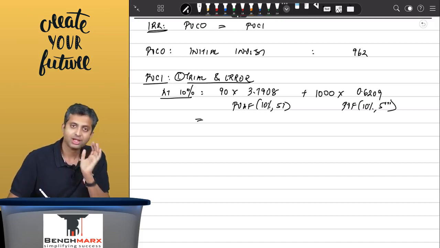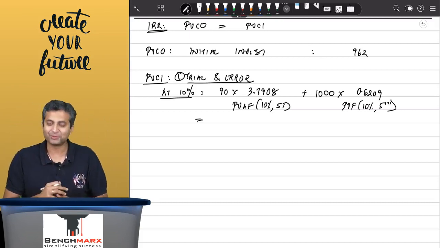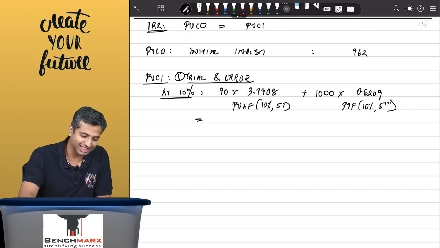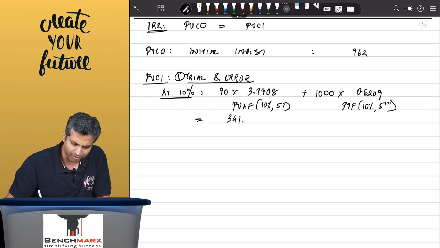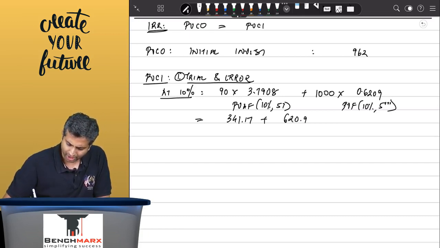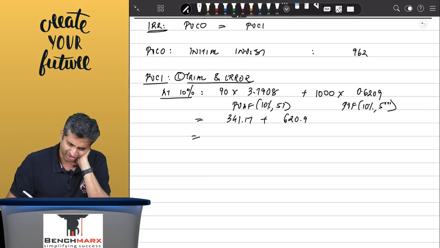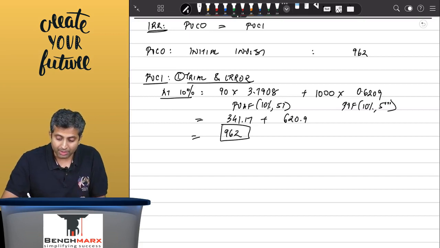3.790. By the end of this course, whether or not you get anything else, you will know the 10% present value factors. So over there this is 90 into 3.7908, which is probably 341 point something, 0.17, plus 1000 into 0.6209, which is 620.9. So if I round this off, this is approximately 341.17, you add, 962.07, or probably let us say 962. Over here these two numbers are equal.